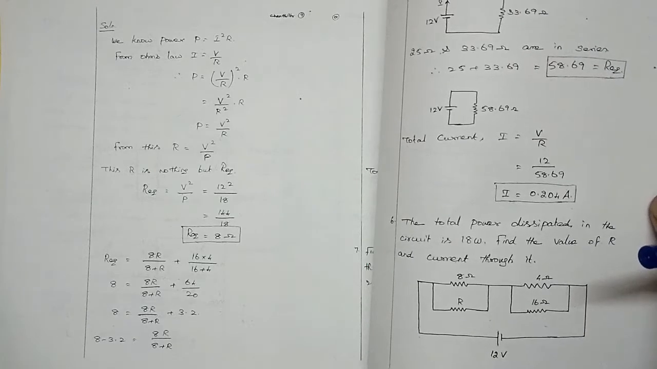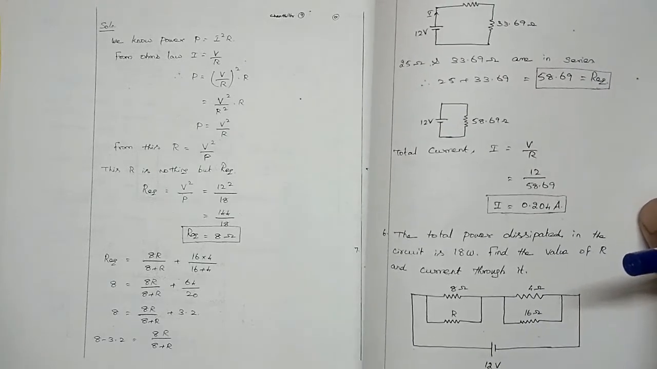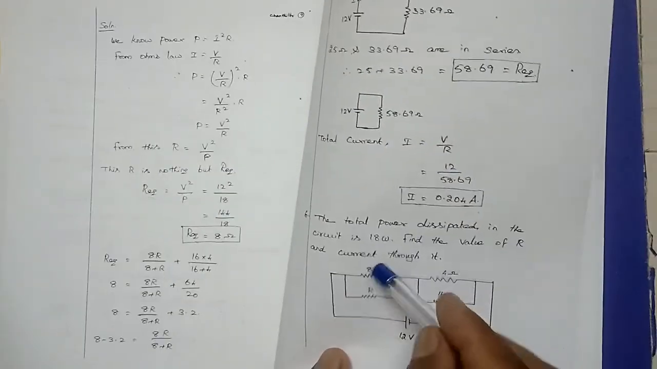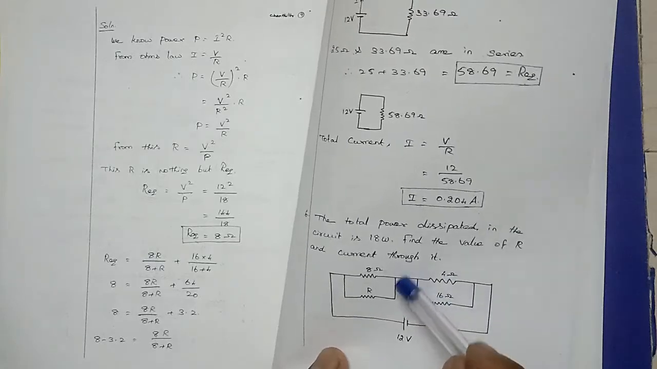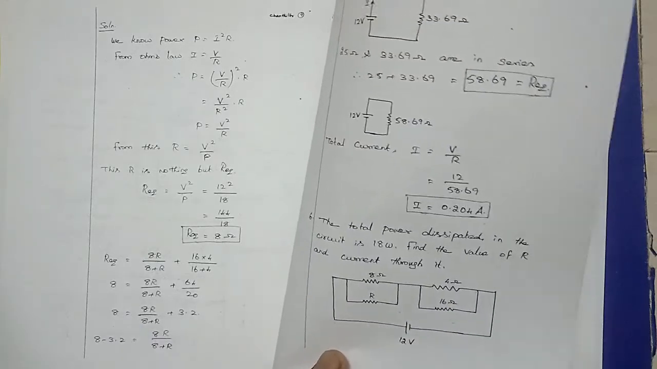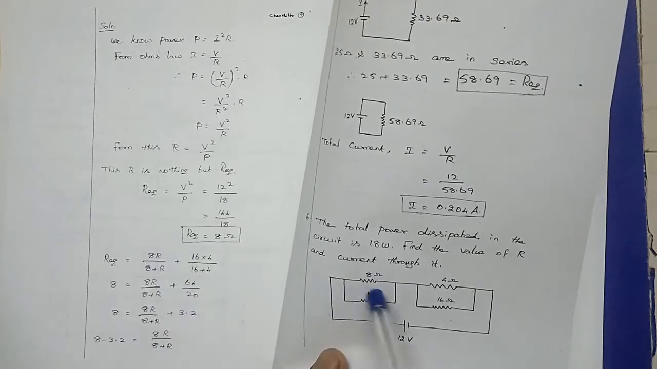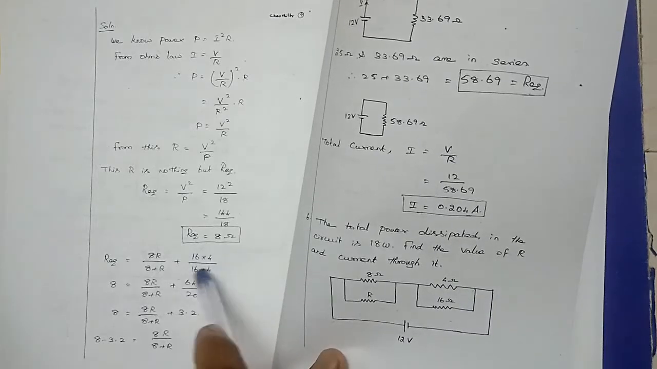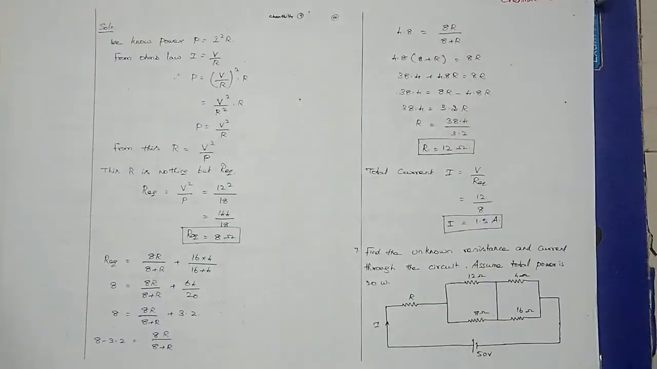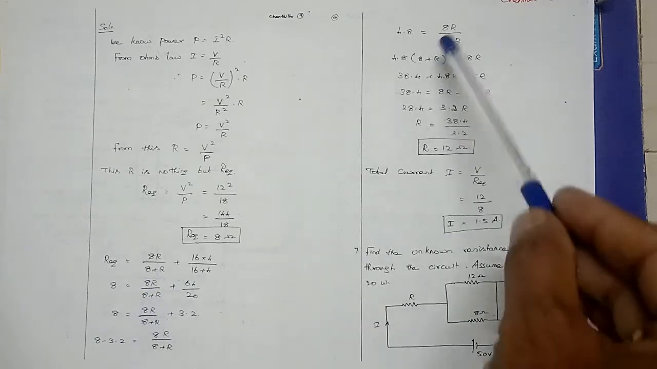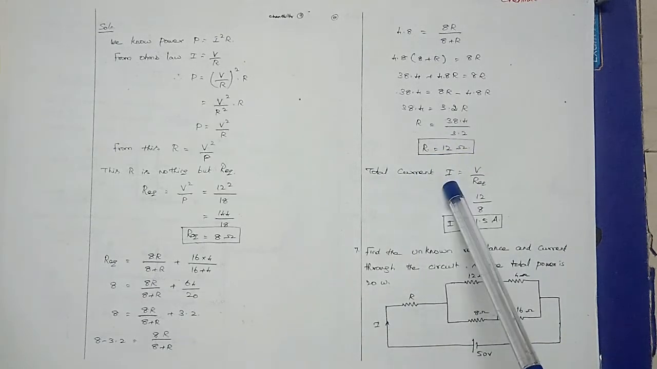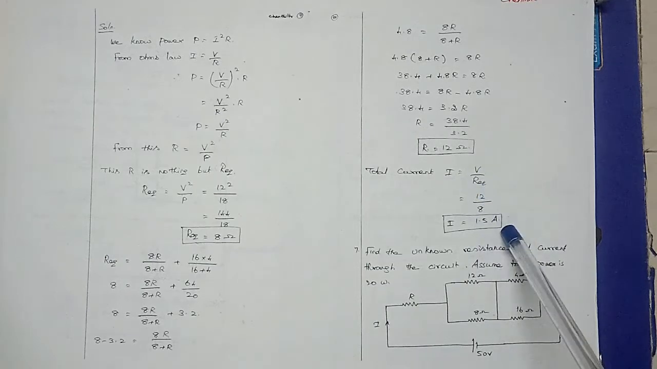Now R equivalent. So in this circuit, if you are going to find out the equivalent resistance, then these two resistors are in parallel and these two resistors are in parallel, both are in series. So R equivalent equal to 8R divided by 8 plus R, plus 16 into 4 divided by 16 plus 4. So you can simplify this. So here only R is the unknown. You can simplify it and you can find out what is R. Similarly, you can find out the current I equal to V by R equivalent. You can find the current.